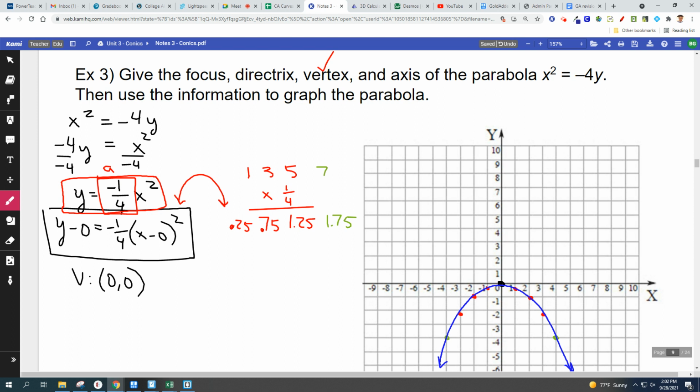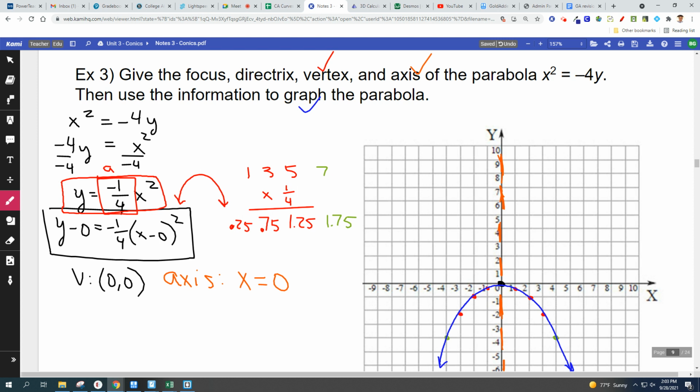All right, so I've got the graph. Now, the axis of the parabola is a vertical line right through the middle. Looks like this. It's not a number, it's an equation. It's a line. The axis of the parabola is, since it's vertical, going to be x equals 0. Axis.